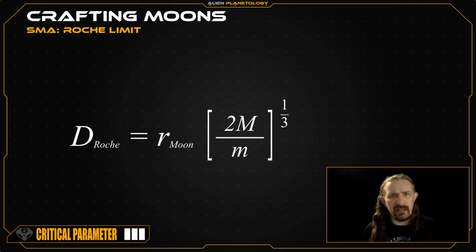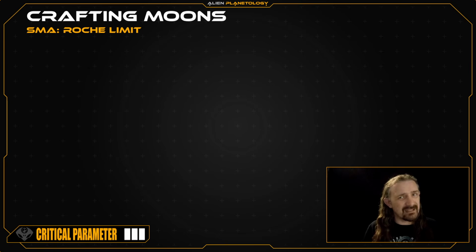Usually though, once you've placed the innermost major moon, you don't have to worry too much about the other moon's Roche limits, unless the next moon out is significantly more massive than the innermost moon. But the most massive moons typically orbit much farther away from the planet.